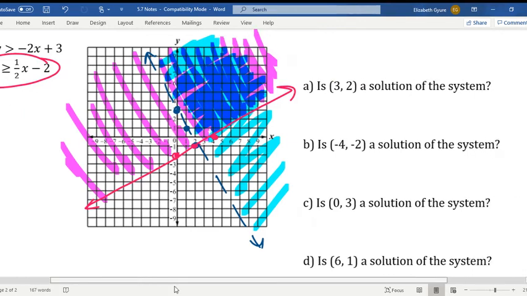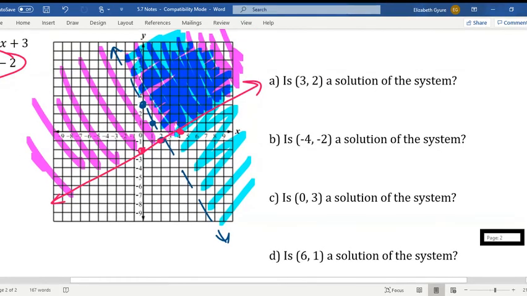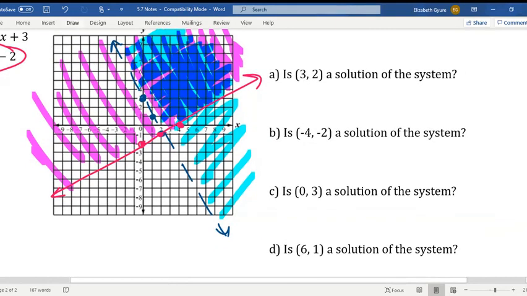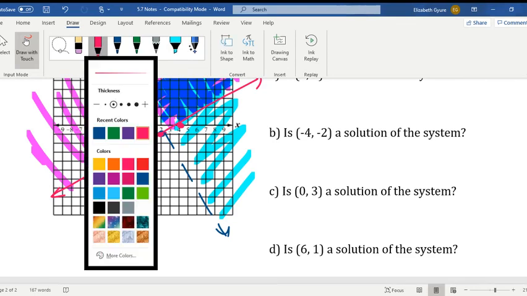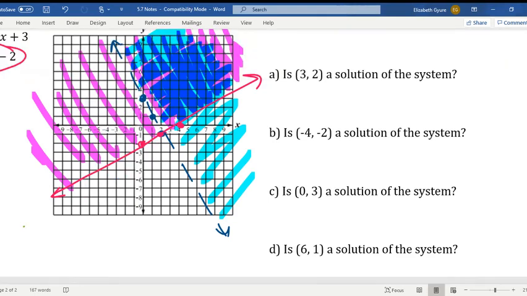So let's practice identifying it because I'm going to ask you a couple of these on the test. I'm going to grab a different color here. So let's check and see. Is 3, 2 a solution? So you go up 3, over 2. That's falling right in there. That green dot. Is that a solution? Yes or no? Alex says yes. A bunch of people say yes. That is where both of my shading is. So that is a yes. Very good.